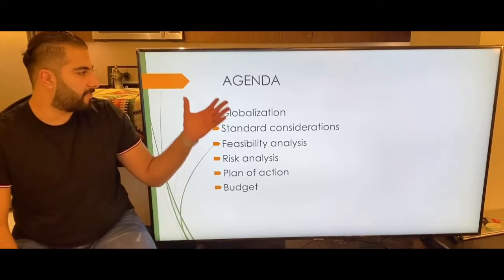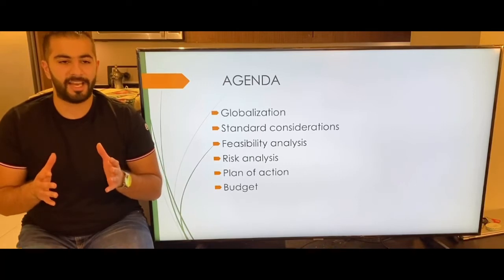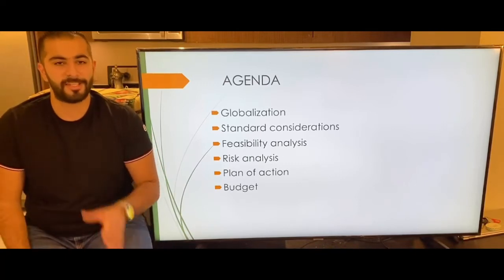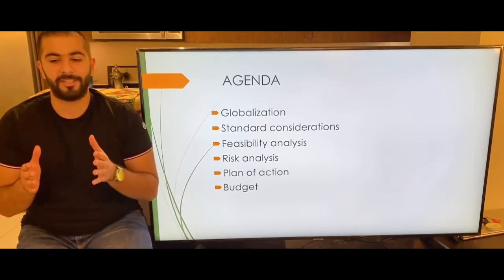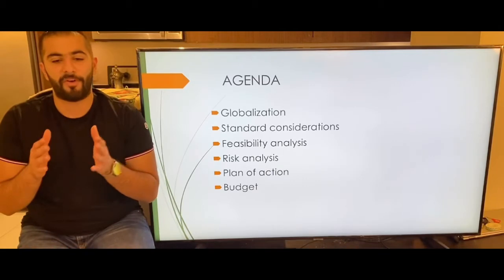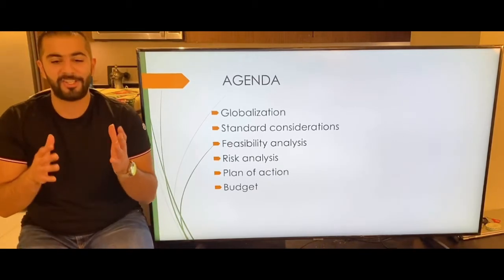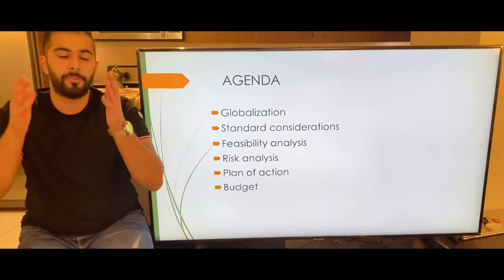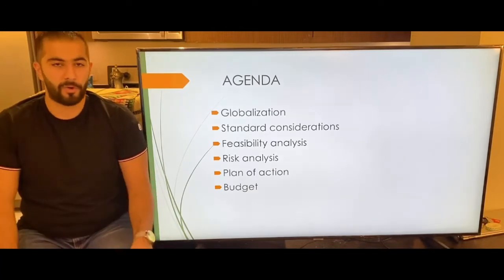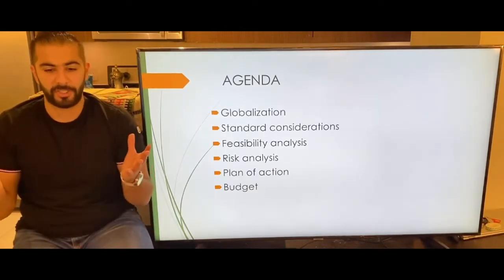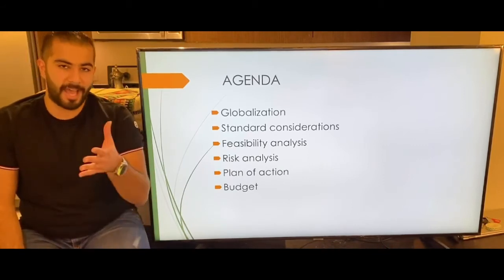First of all, we have the agenda. We have globalization, standard considerations, feasibility analysis, risk analysis, plan of action, and last but not least, budget. Today we shall give an insight into the project feasibility and test the probability of our project, the Pet Feeder System. Then, the next step is discussing globalization and presenting how our product is able to be sold in the international market. We shall also debate our project timeline with the total budget required and what the risks related to our budget are, their likelihood and impacts.